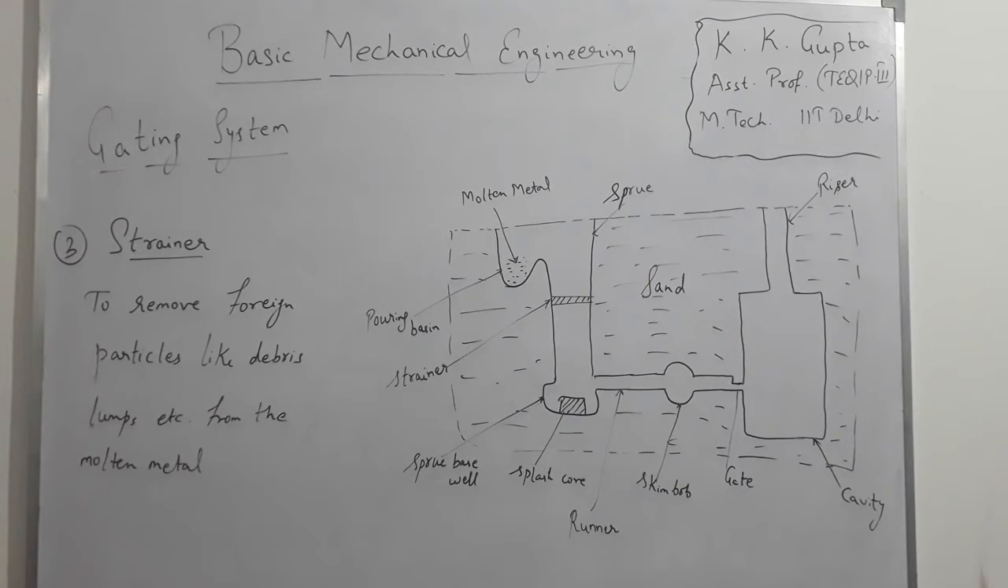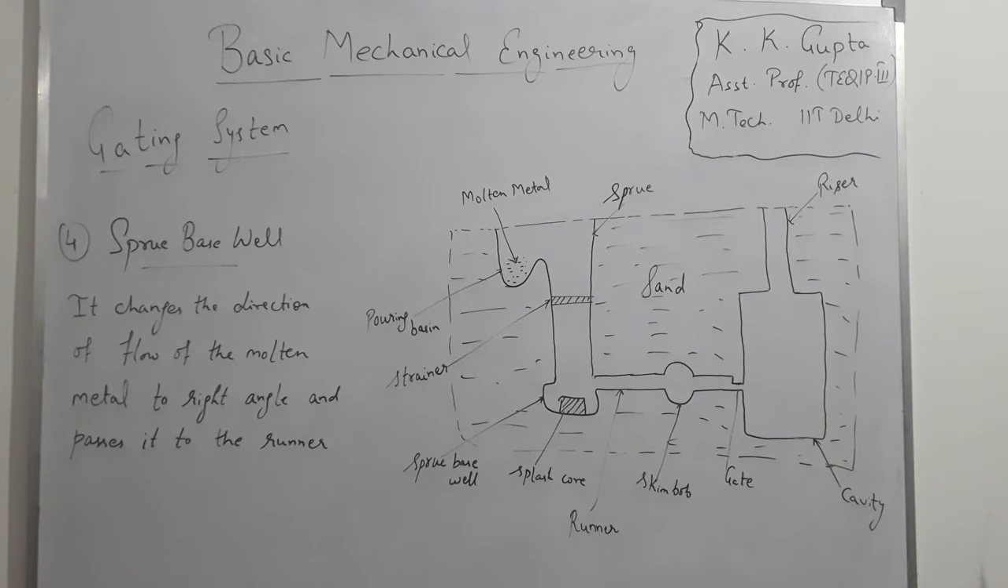Third is strainer. It is used to remove foreign particles like debris, lumps, etc. from the molten metal. Fourth is sprue base valve. It changes the direction of flow of the molten metal to right angle and passes it to the runner.